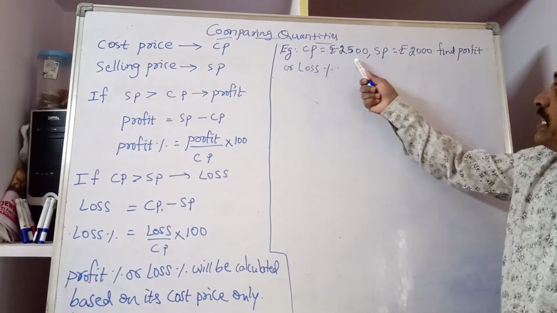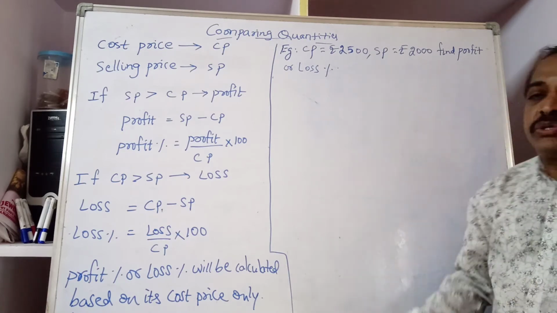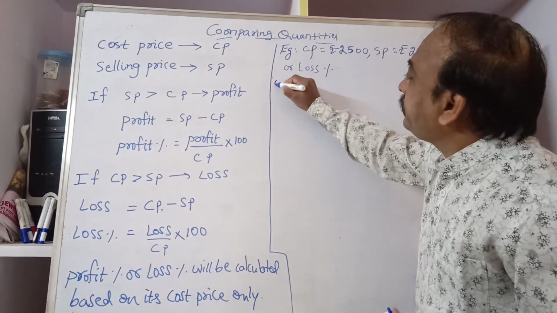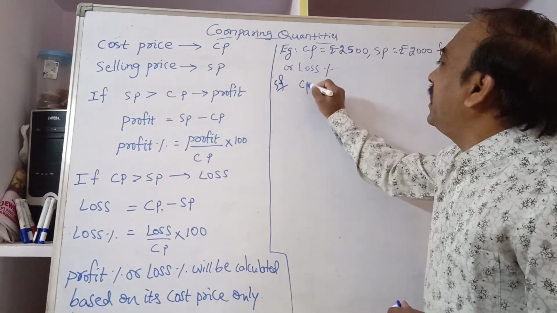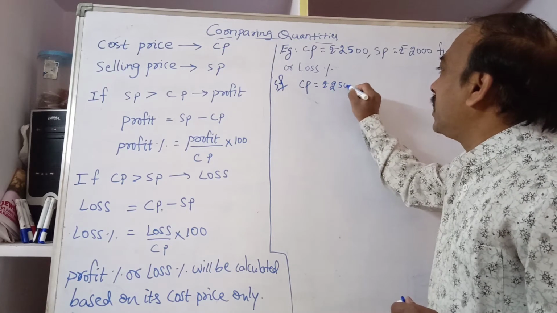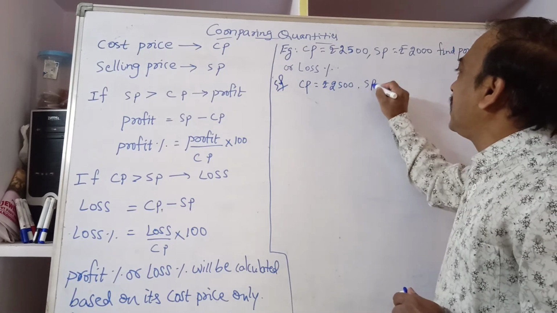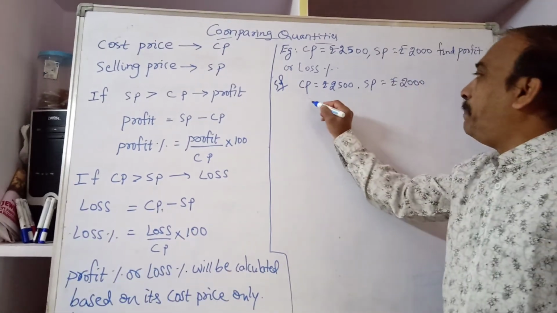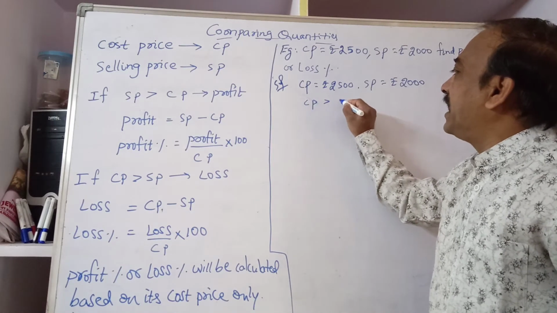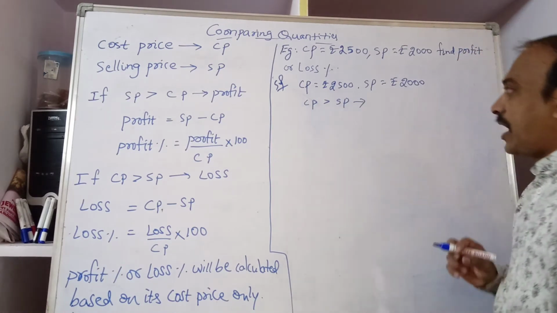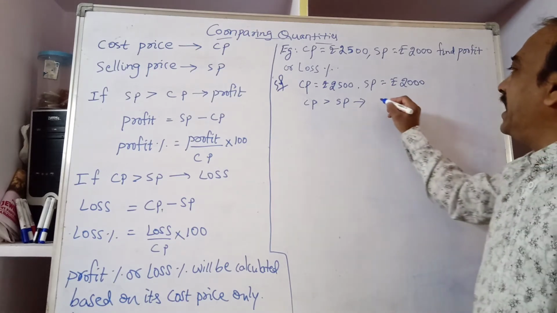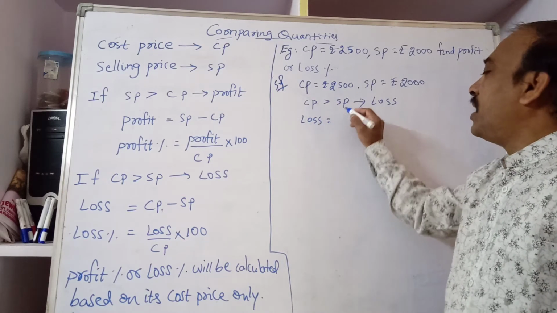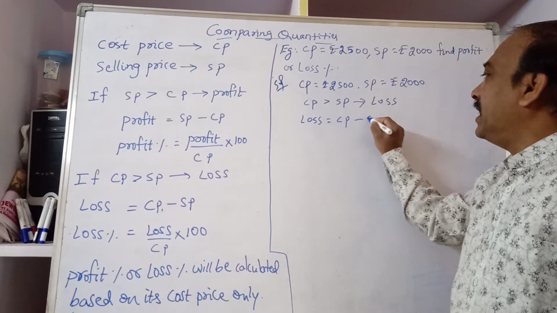So cost price is rupees 2500, selling price is rupees 2000. Definitely he gets a loss. So here the solution: cost price CP equals rupees 2500 and SP equals rupees 2000. Observe it now. CP is greater than SP. That means if cost price is greater than selling price, then he gets loss. So loss equals CP minus SP.